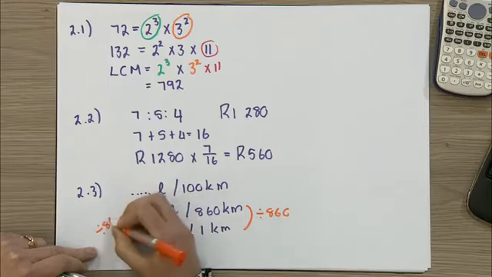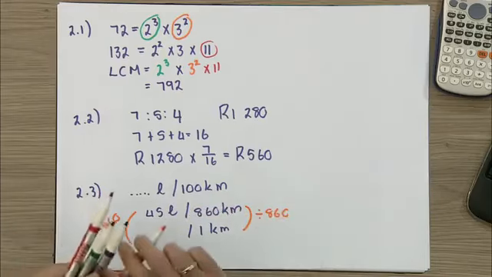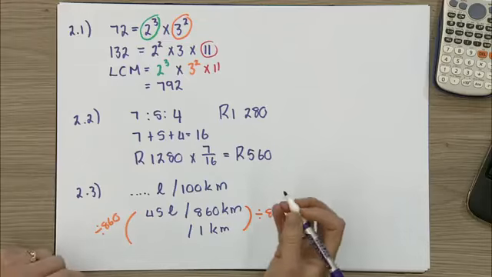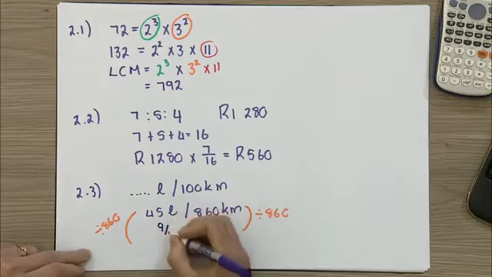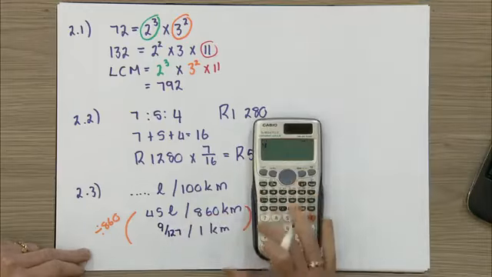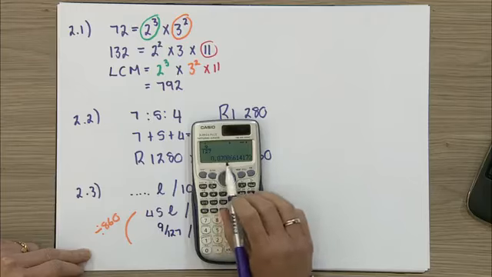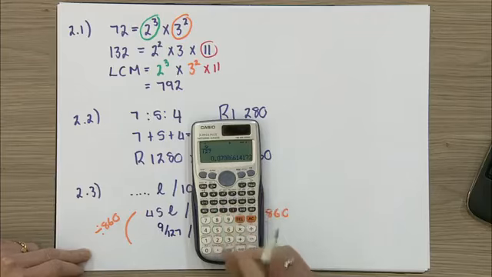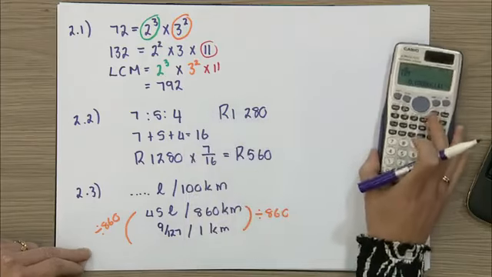So 45 divided by 860 gives me 9 over 127 as a fraction, or you could have gotten the decimal. The decimal would be 0,0708666. Why am I not using the decimal? Because I don't want to make a rounding mistake, so I'm rather using the fraction.